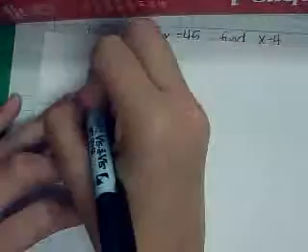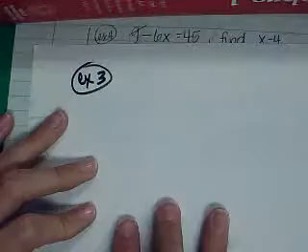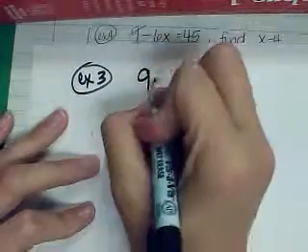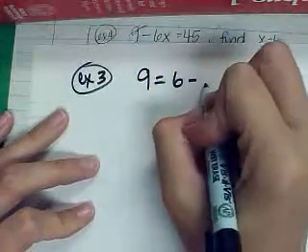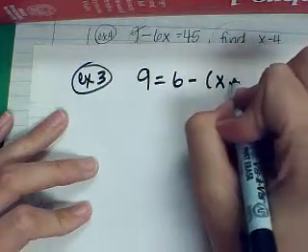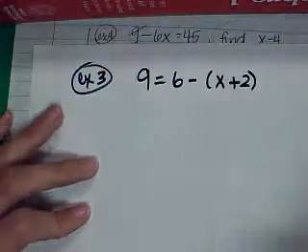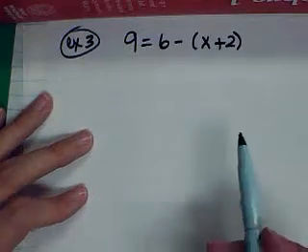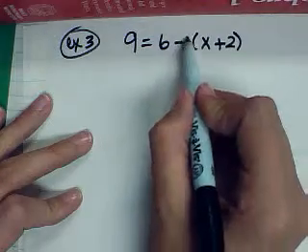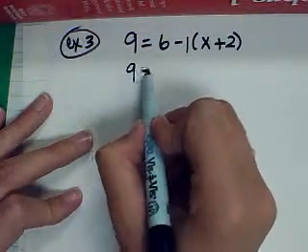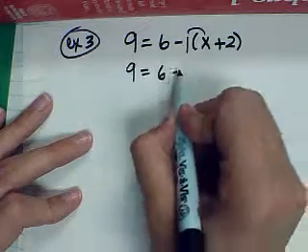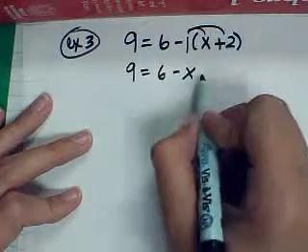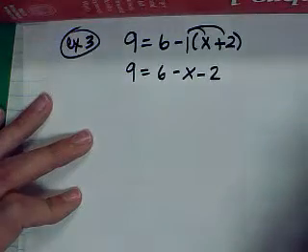Let's look at some more examples. I better grab another sheet of paper. Example number 3. 9 equals 6 minus x plus 2. In this case, I have parentheses, so there needs to be some distribution. I'm distributing the negative, or the negative 1. So I'm going to copy down the 9 and the 6. Negative 1 times x is negative x. Negative 1 times 2 is negative 2.